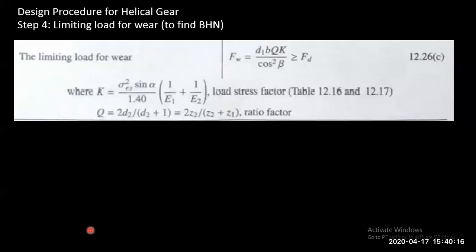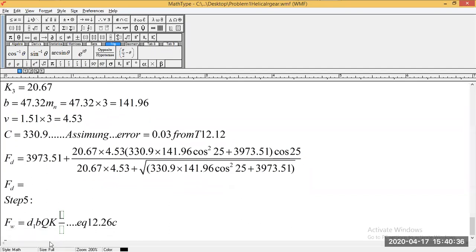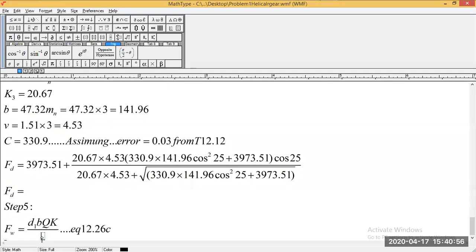Copy from the previous spur gear here. Copy the whole thing. So this is D1 B Q K. We only need to input this and cos square beta. It's 12.26C. The equation is different. 12.26 in C. And this comes as a fraction over cos square beta. Cos square beta is over here.